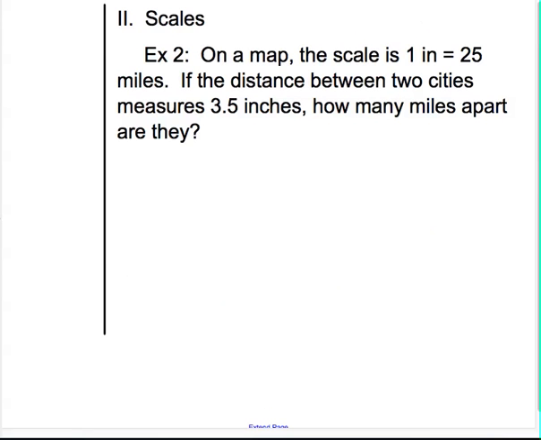All right, my next example is looking at scales. There are a lot of people that use scales. When you have a map, you'll have a scale. When you're building a scale or a model airplane, you'll use a scale. Architects use scales when they're creating their blueprints. So the first thing that I notice here is that my scale is 1 inch to 25 miles. So I'm going to set that up as my first ratio.